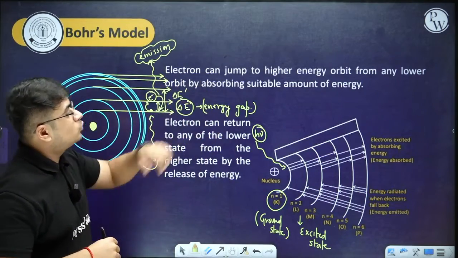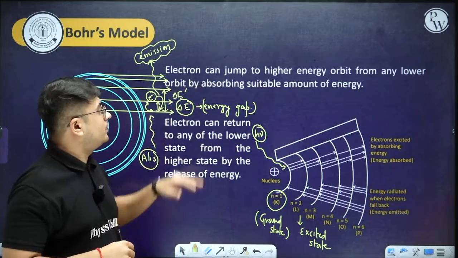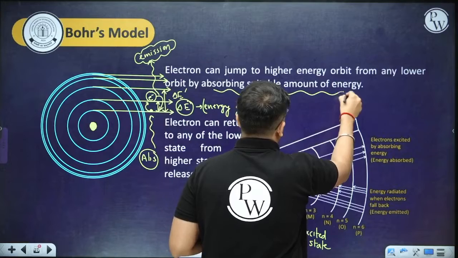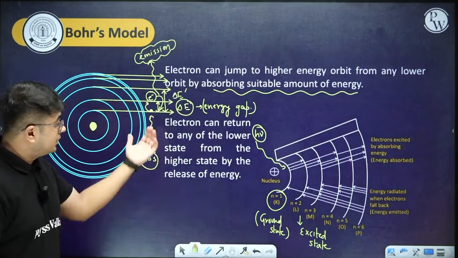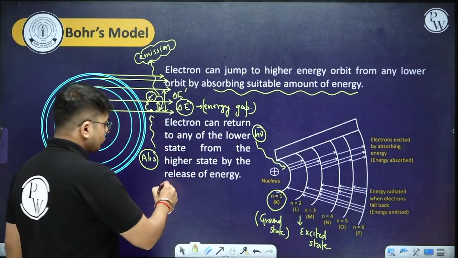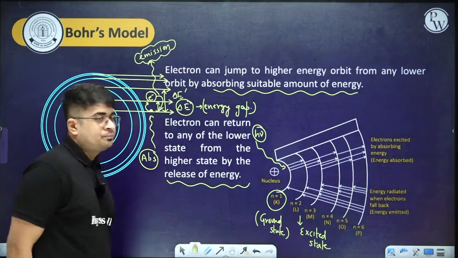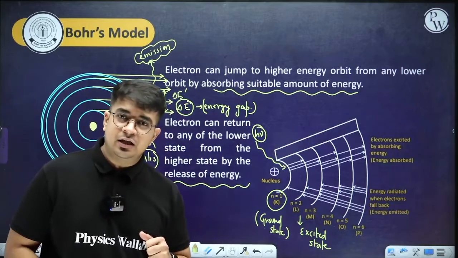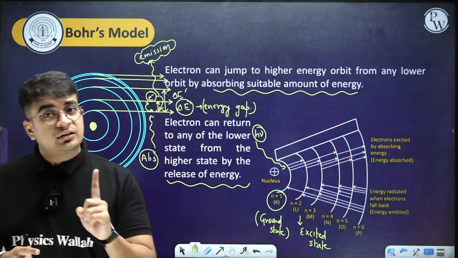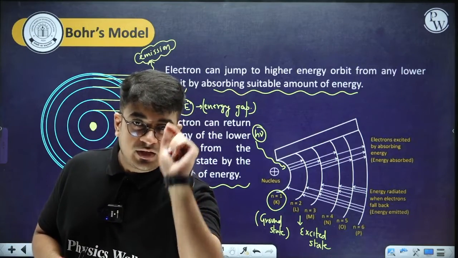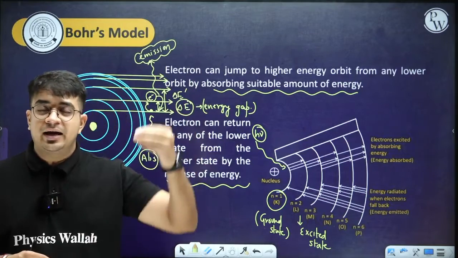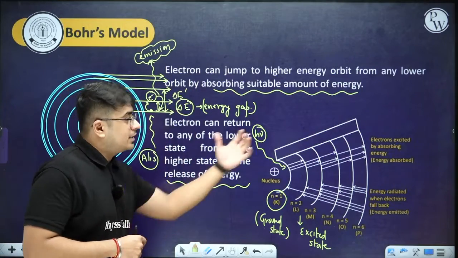So the electron can jump to a higher orbit from any of the lower orbits by absorbing a suitable amount of energy. That is the most important part, by absorbing a suitable amount of energy. And the electron can return back to any of the lower states from the higher state by the release of energy. So basically there are two phenomena which are occurring: absorption of energy and emission of energy. And in both cases you can see some sharp spectral lines coming, because that corresponds to the wavelength, or I can say frequency, where the electron is releasing itself, or where it is coming from a higher state to a lower state.